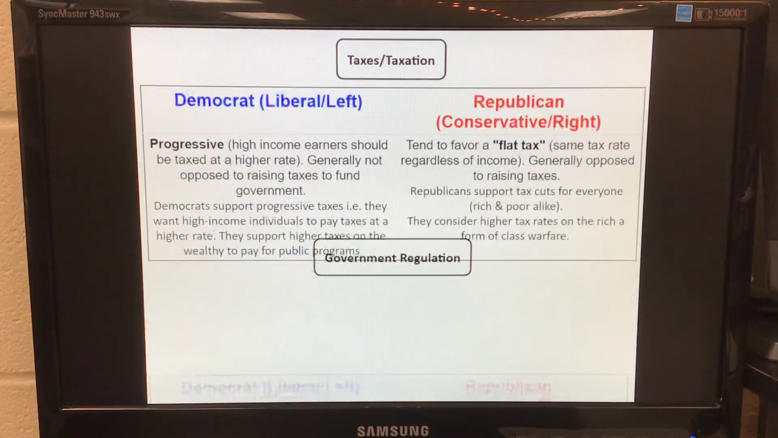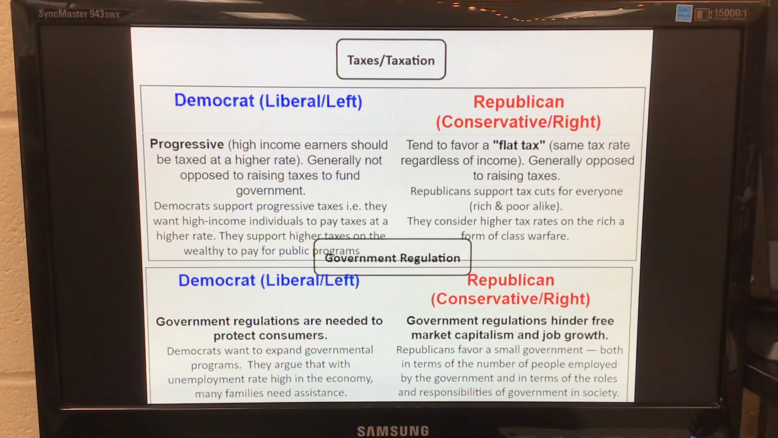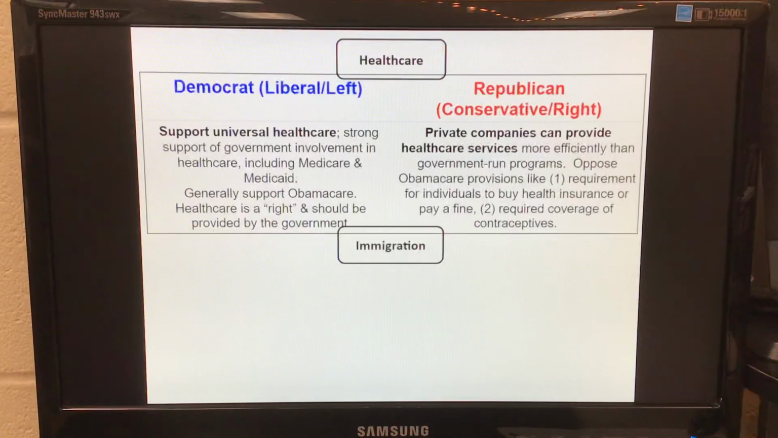Taxes, we already talked about. Government regulation, we've kind of already talked about too. More government regulation for the left, less government regulation to the right. So, therefore, healthcare, the Democratic Party is going to want to provide more healthcare for people. They want the federal government to provide it for all. The Republican Party does not support that.